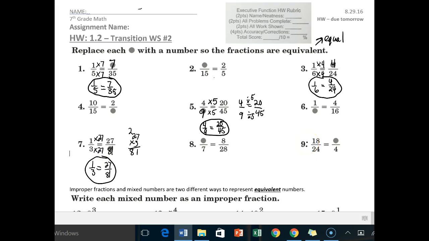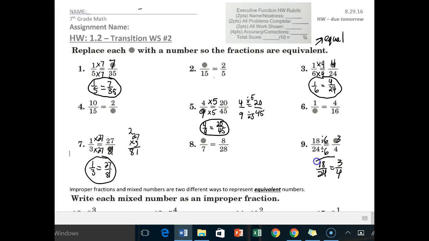And number 9. So again, kind of a tricky one because you can't do 24 times what number gives you 4, right? You would be working with fractions there. But we can do backwards, right? We can say 4 times what number gives me 24. Or you can do 24 divided by what number gives me 4. I like the divided by one. So let's do 24 divided by what gives me 4. Well, the answer is 6, right? So then 18 divided by 6 should give me 3. So 18 over 24 is equal to 3/4.